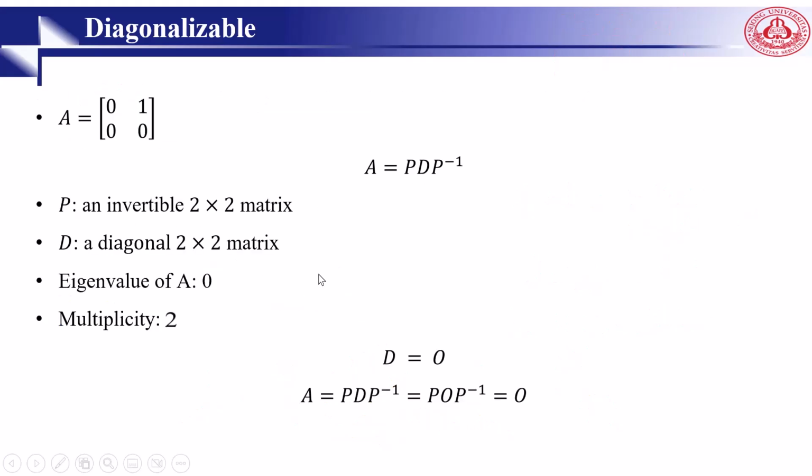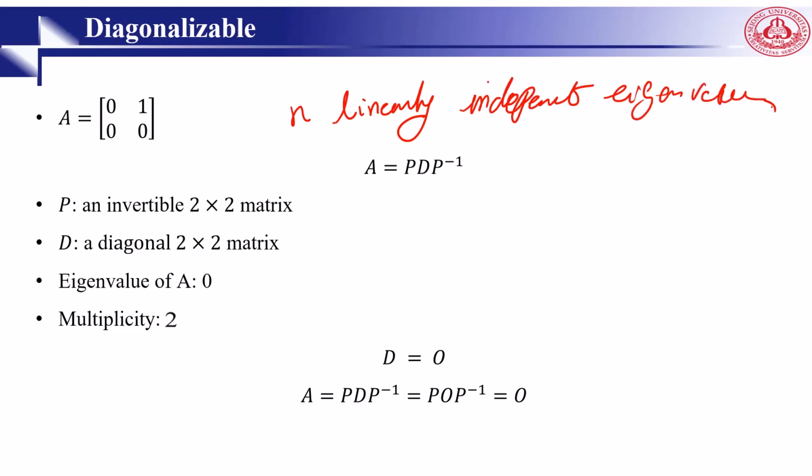For the matrix 0, 1, 0, 0, we want to check whether it's diagonalizable or not. It seems to be not. Why? In order for a matrix to be diagonalizable, it must have n linearly independent eigenvectors, n being the number of rows and columns. What do you think? Do we have them or not?